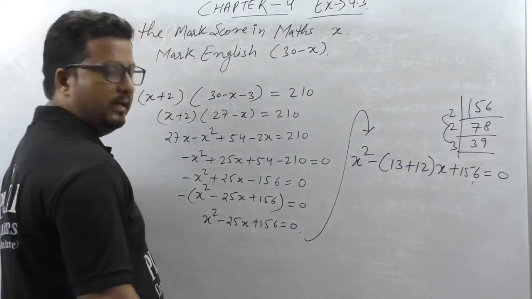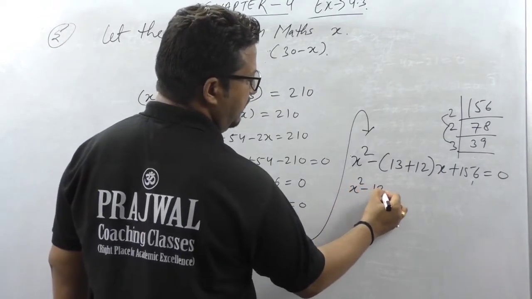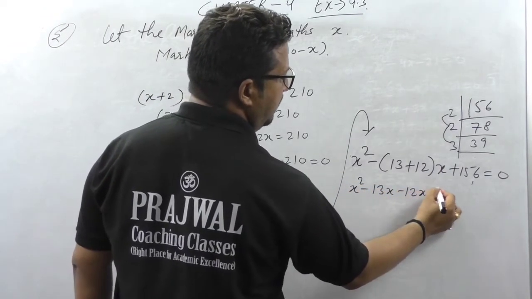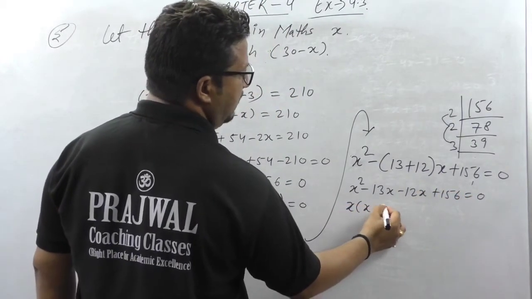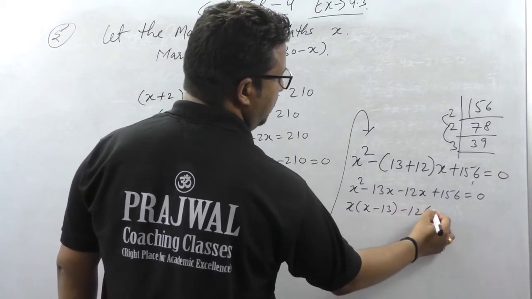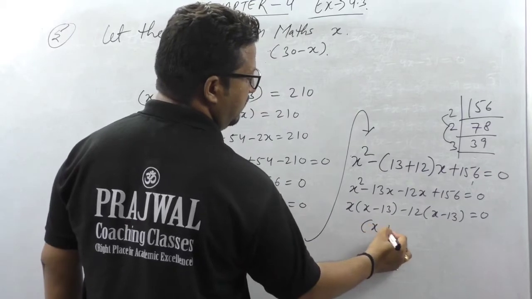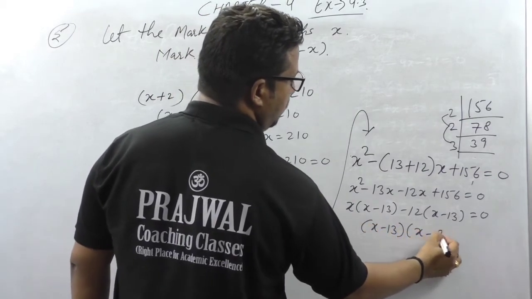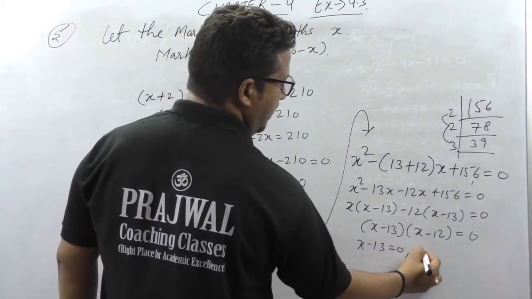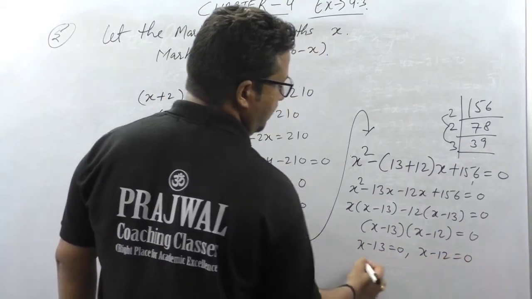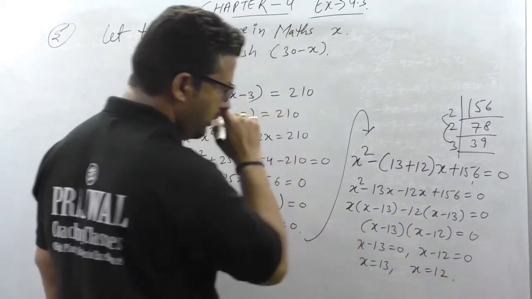How to get an idea to write in the addition form? Because there is a plus sign here. So it will be x square minus 13x minus 12x plus 156 equal to 0. So from here I will take common x minus 13. From here I will take common 12, x minus 13 equal to 0. So from here x minus 13 we can take common, and x minus 12 equal to 0. So x minus 13 equal to 0 here, and x minus 12 equal to 0. So x will be equal to 13 and x equal to 12.